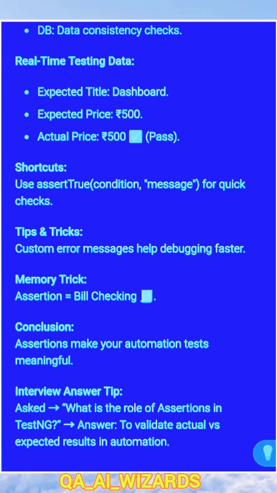In conclusion, we can say that assertions make your automation tests meaningful. Interview answer tip: what is the role of assertions in test strategy? You can answer: to validate the actual versus the expected results in the automation.